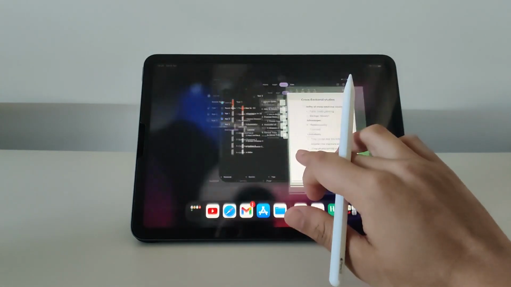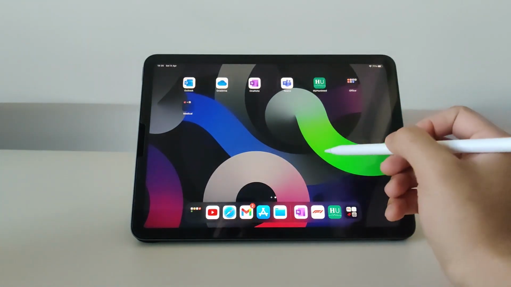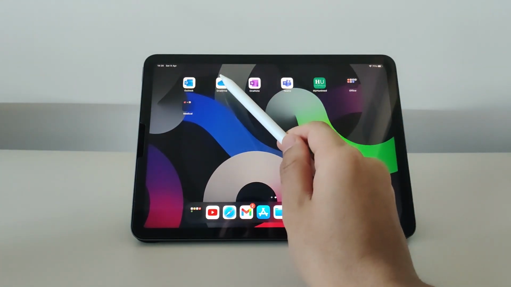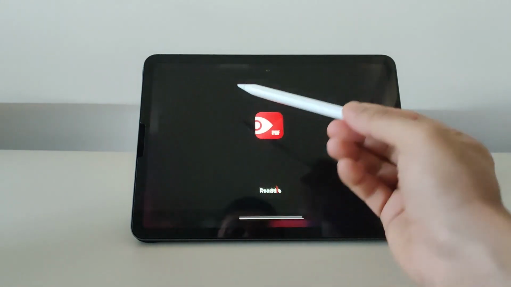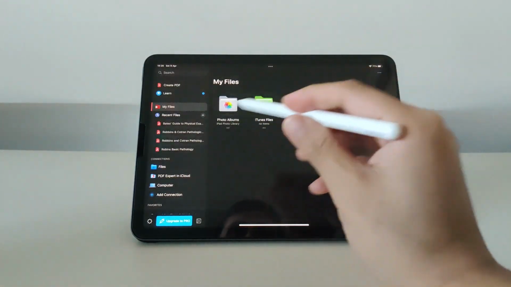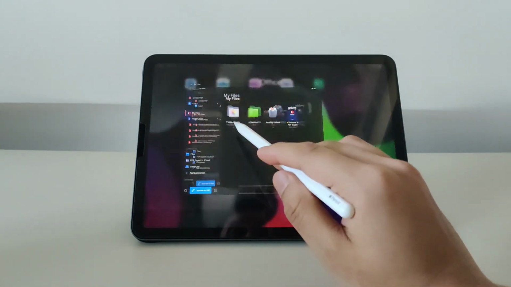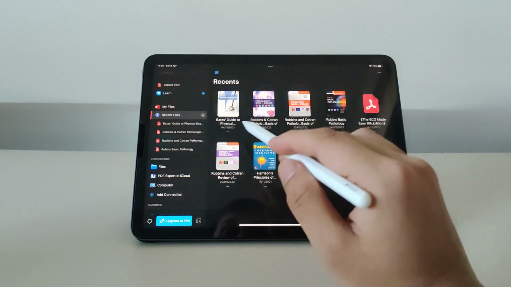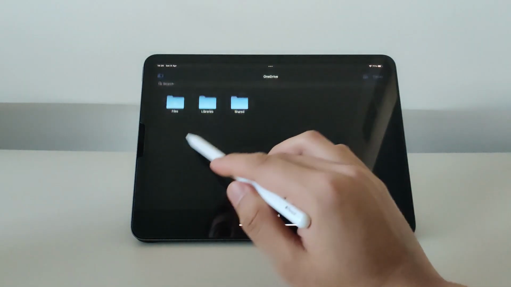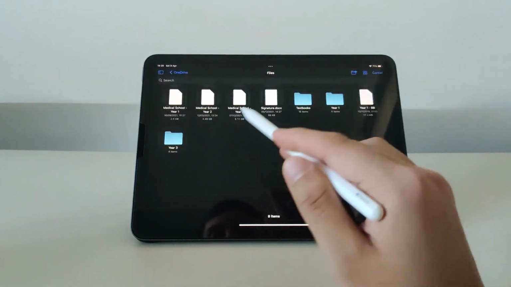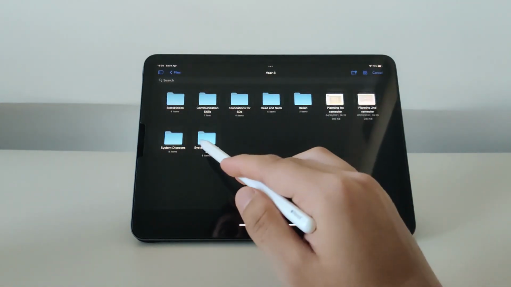In terms of further studying, I get the recommended textbooks, and I've got this app called PDF Expert. It's another free app, and all my books are on my OneDrive, which comes with our uni, so it's very handy. So I've got all the textbooks.